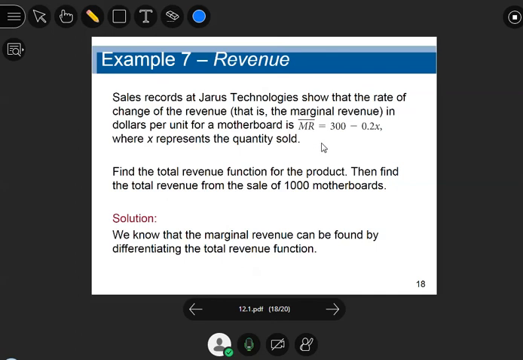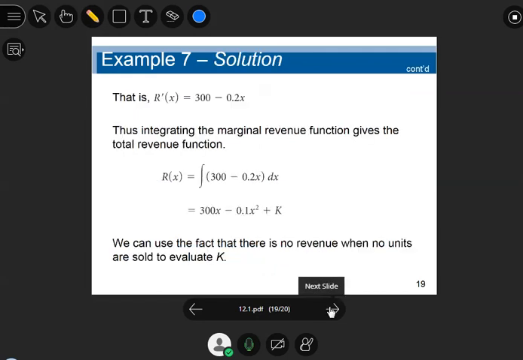First you need to find the total revenue function. We know the marginal revenue can be found by differentiating the total revenue function. So now we need to do the inverse. It means if we integrate this marginal revenue, then we can obtain our original revenue function. So here we have started. If we integrate marginal revenue, it becomes the revenue function.